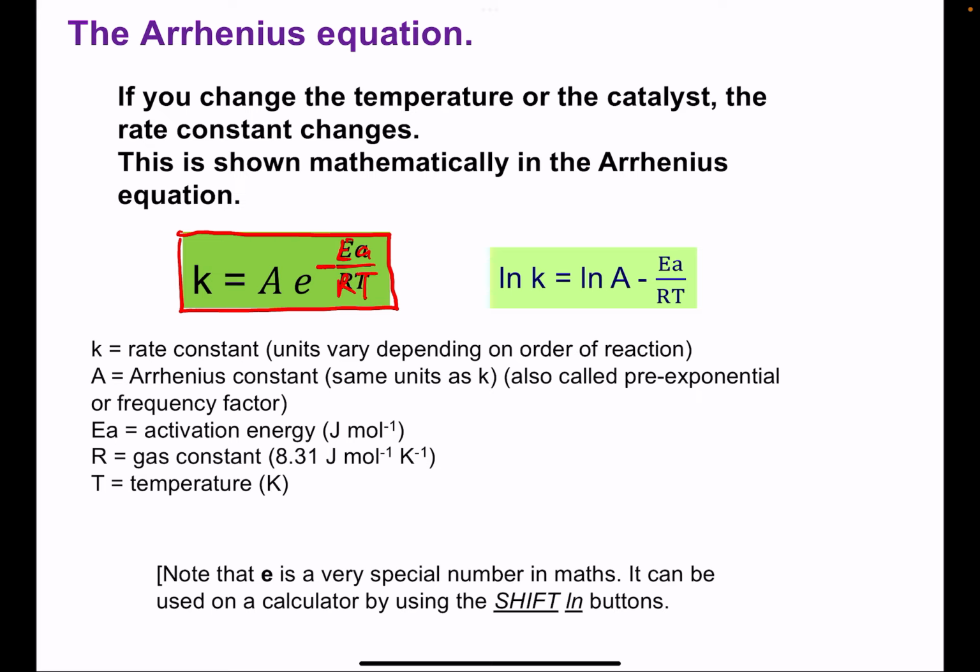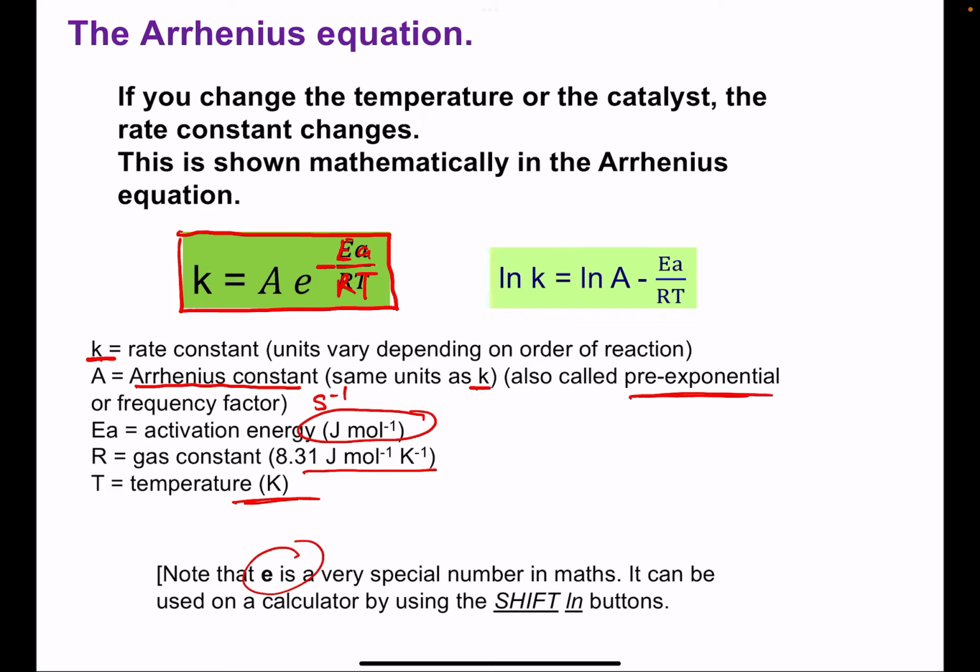Now let's first of all define what each of these letters means. k is the rate constant. A is known as the Arrhenius constant. It has the same units as k. In most cases, the units will be per second. It is also known as the pre-exponential factor. Ea is activation energy, and please note the units, joules per mole. R is the gas constant, which you already know, 8.31, and that value will be given. T is temperature in Kelvin.